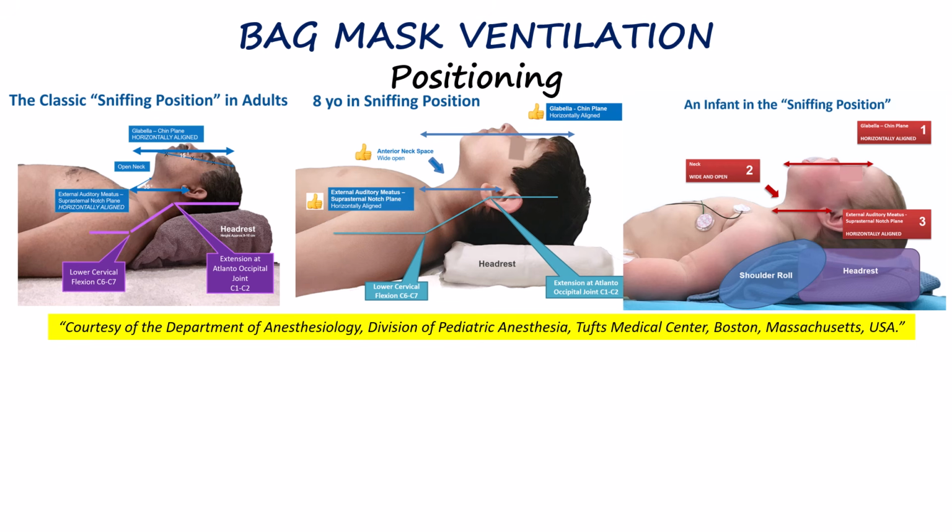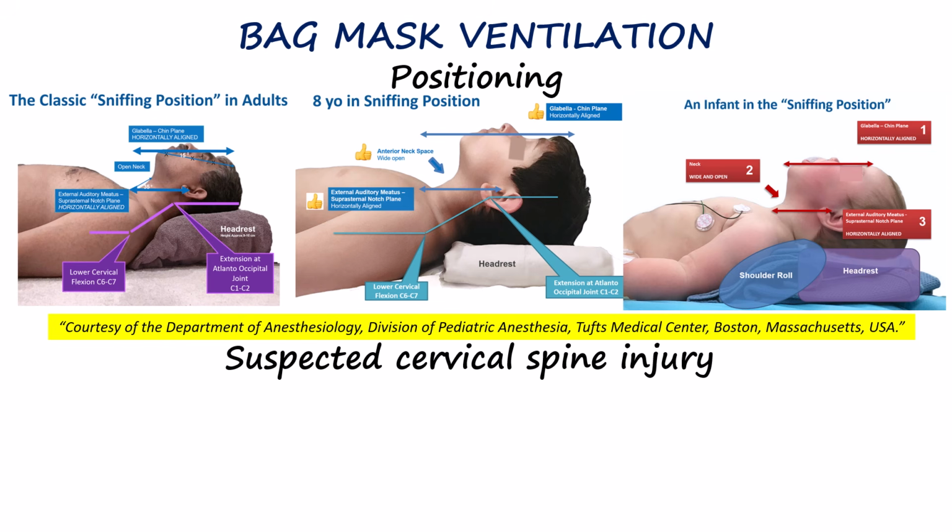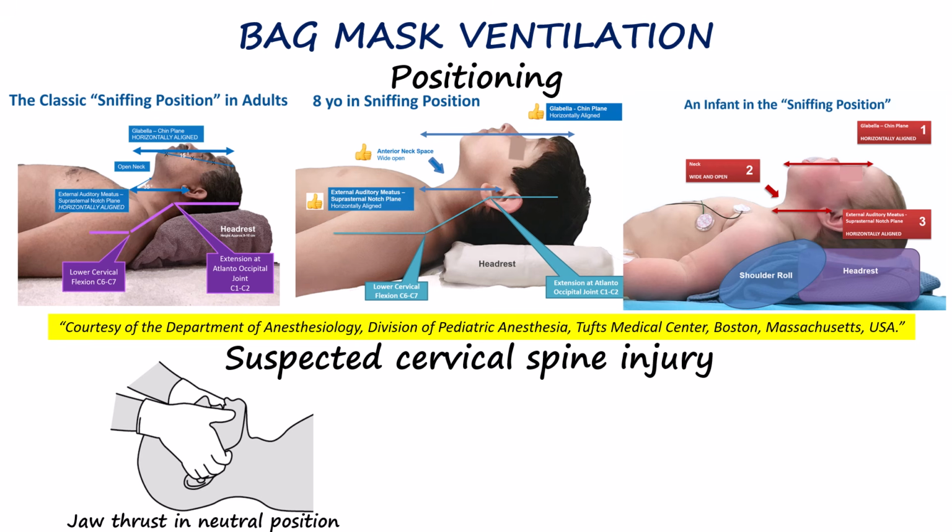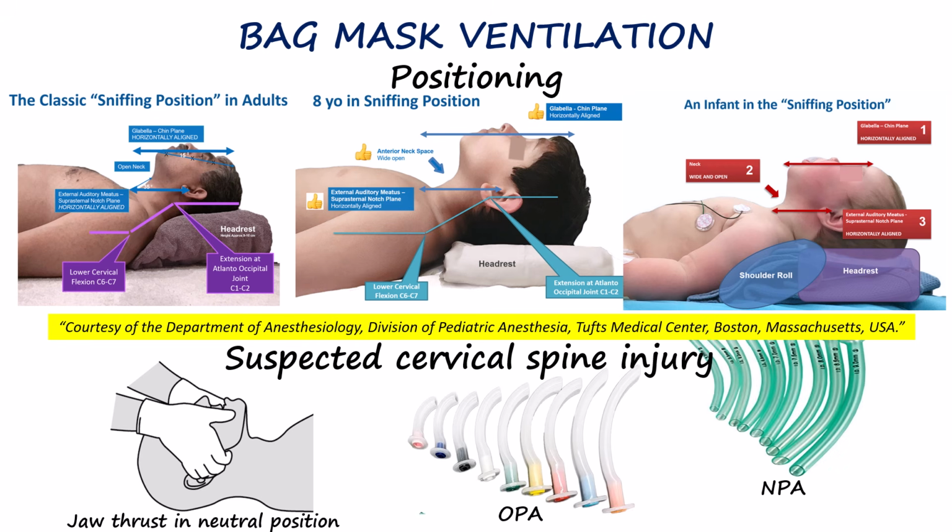If a cervical spine injury is suspected, the sniffing position should not be attempted. Instead, the head must be kept in a neutral position, and a continuous jaw thrust should be applied to lift the tongue away from the posterior pharynx. If airflow remains obstructed despite this, an oropharyngeal or nasopharyngeal airway can be inserted promptly to keep the passage clear before and during mask ventilation.